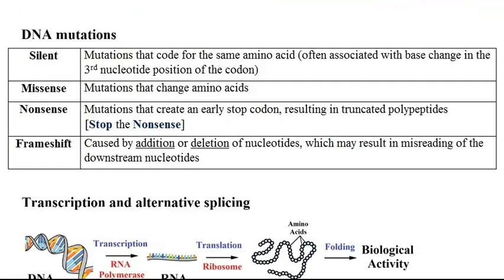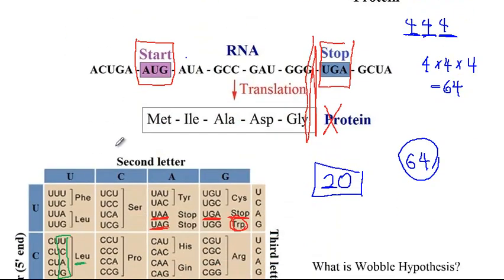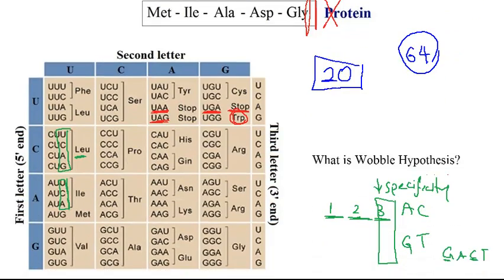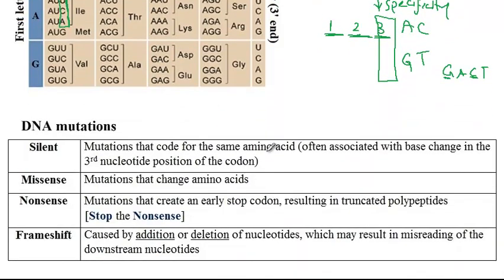So there are different forms of mutation, which I've listed right here. We have silent, missense, nonsense, and frameshift mutation. But before I explain that for you, let me show you. If we have a mutation in any one of these wobble positions, let's say for leucine, U, C, A, G, any one of these mutations, it doesn't really matter. We're still going to code for leucine. So this is an example of a silent mutation. All right. So silent mutations are mutations that code for the same amino acid, often associated with a base change in the third nucleotide position or wobble position.